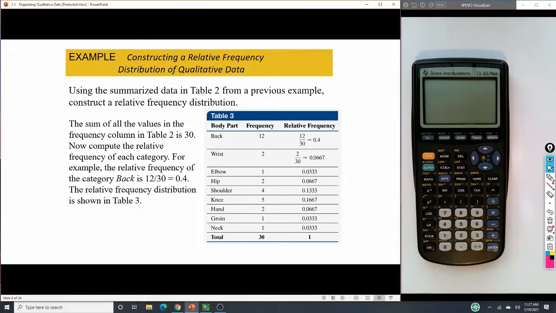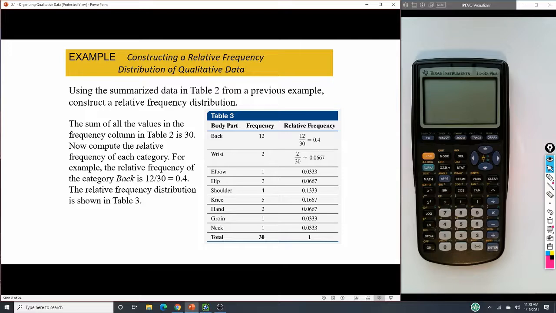Most of the time in your homework, they're just going to want the decimals. And then we would continue that down all the way through to the bottom for each one of those. Okay, so we'd have 2 out of 30, 1 out of 30, and so forth, and get all of those values.